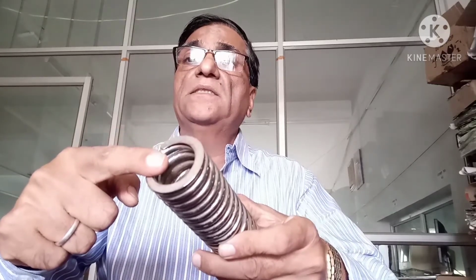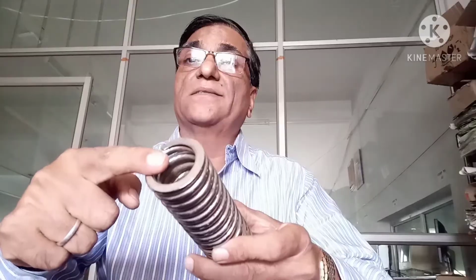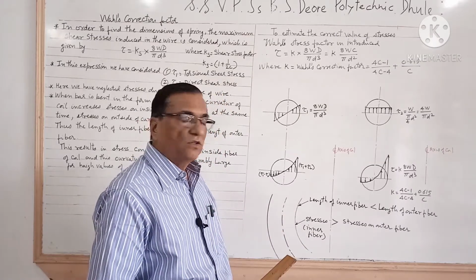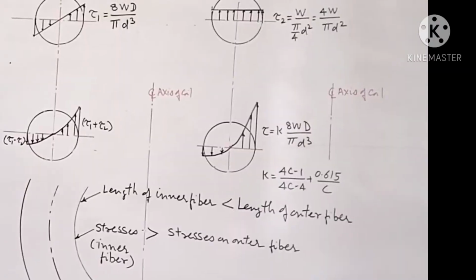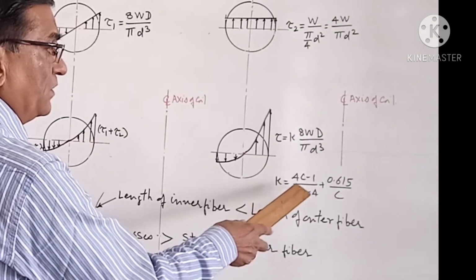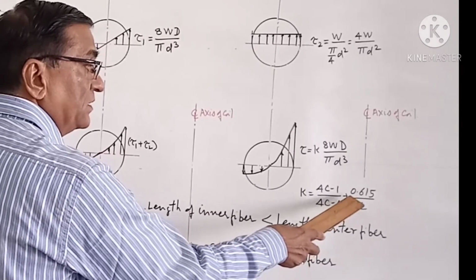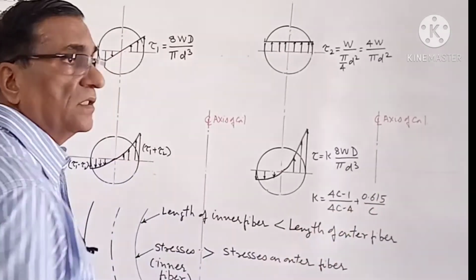So while designing the spring, we consider the curvature effect in addition to direct shear stresses and torsional stresses. So Wahl introduced the stress concentration factor, given by K is equal to 4C minus 1 upon 4C minus 4 plus 0.615 upon C.